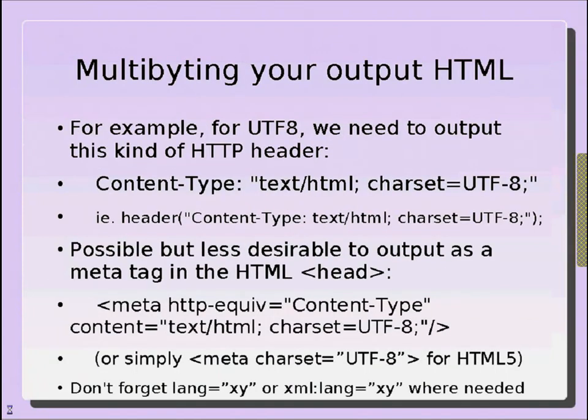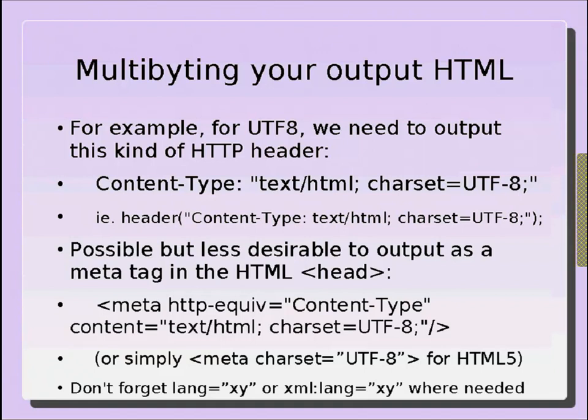Okay, multibyting the output, which is usually HTML. So for example, for UTF-8, we need an HTTP header, which is the content type header, which you can see there. Instead of that, or as well as that, you can do the http-equiv meta header in the actual HTML markup, which is like that there. HTML5 makes it a bit easier, just meta charset UTF-8.